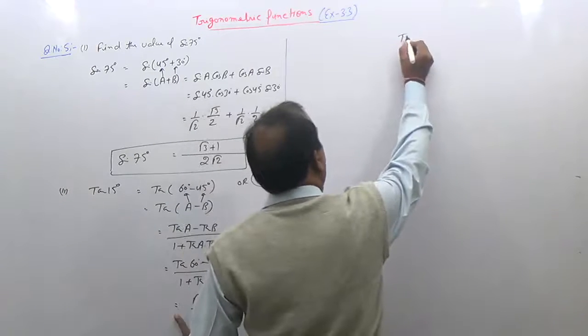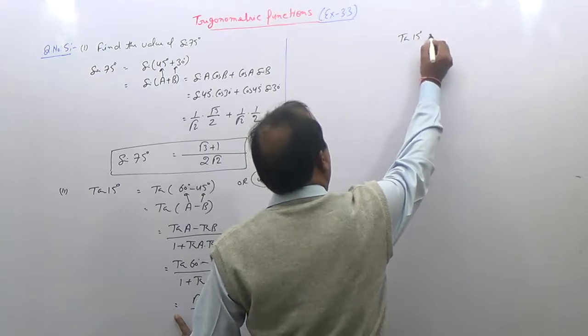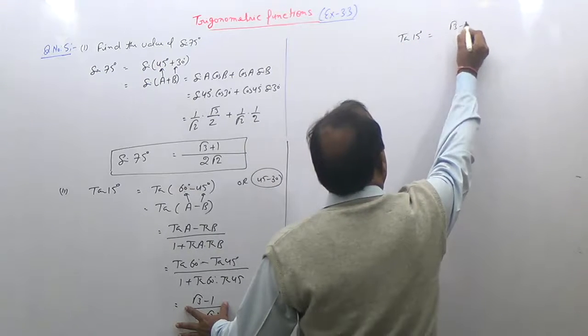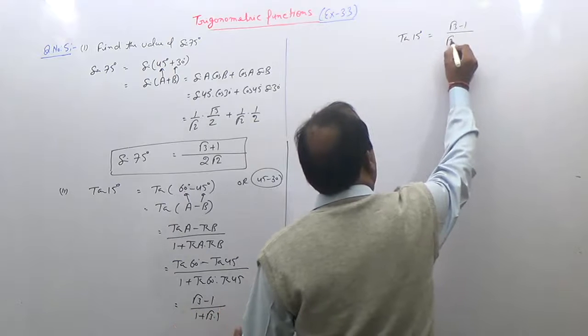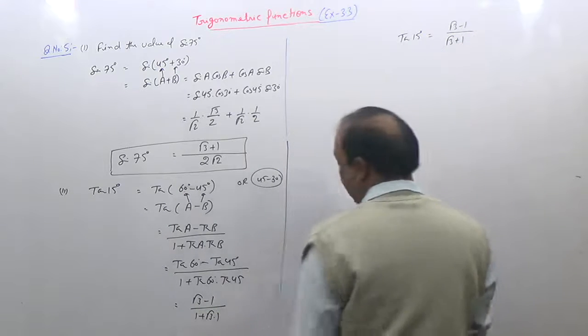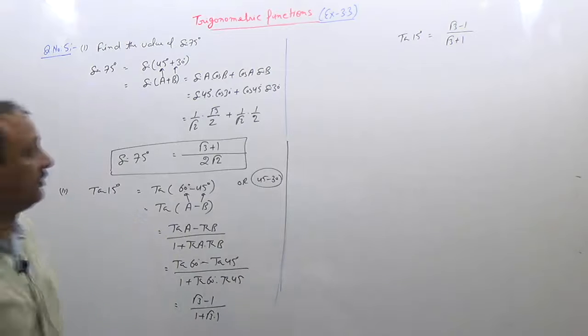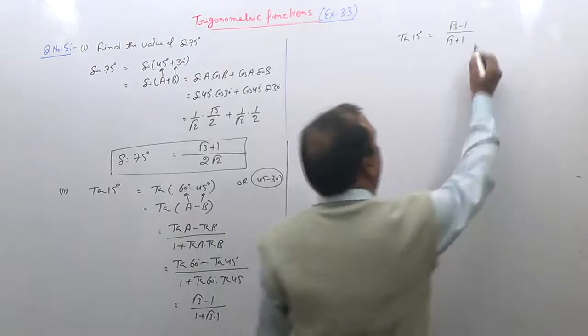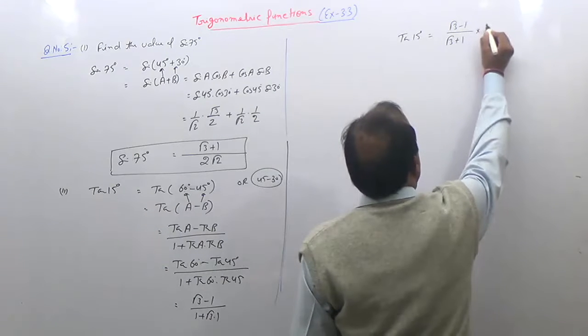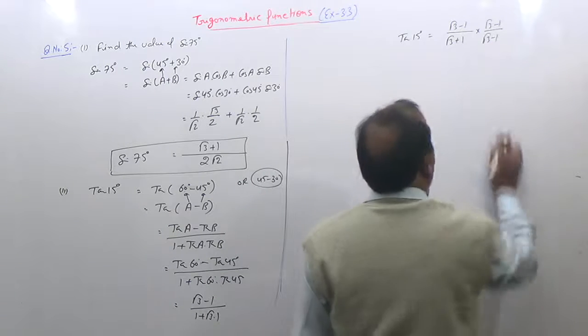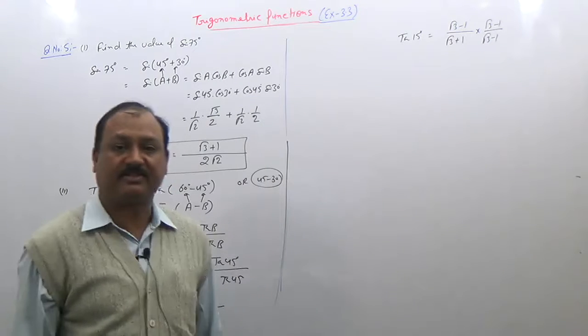So tan 15 degree is equal to (√3 − 1)/(√3 + 1). Now find the proper value: rationalize by the conjugate of the denominator, that is √3 − 1. इसको आप √3 + 1 भी लिख सकते हैं. हमने इसको rationalize करना है.